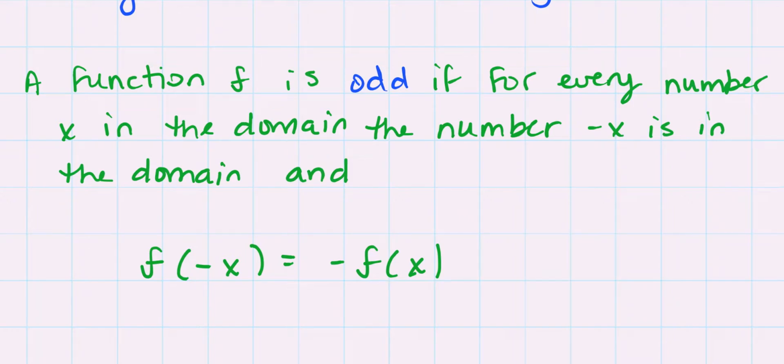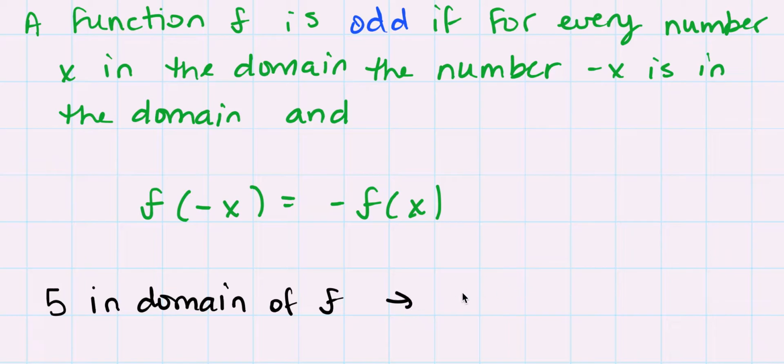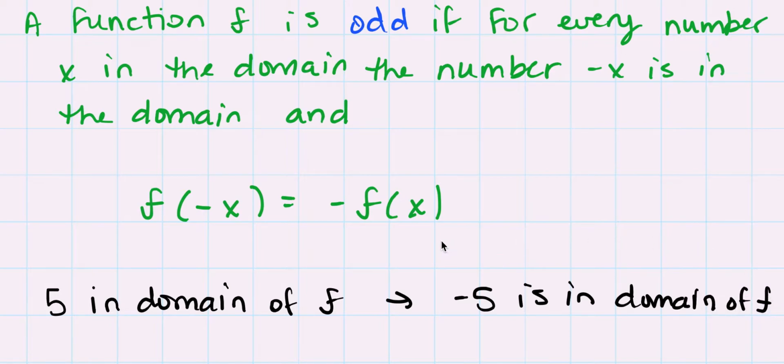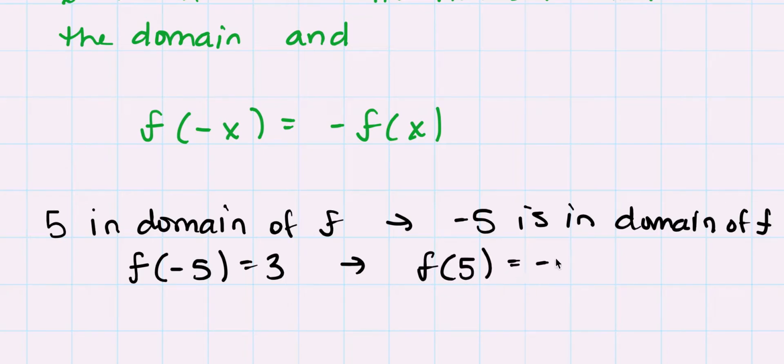So if we have the number 5 in the domain, then the number negative 5 is going to be in the domain. Let me write this down so we can see this. So let's say 5 is in the domain, that implies negative 5 is in the domain. And just for an example, if f of negative 5 is 3, then f of 5 is going to be negative 3. So with an even function, we would get the same number.